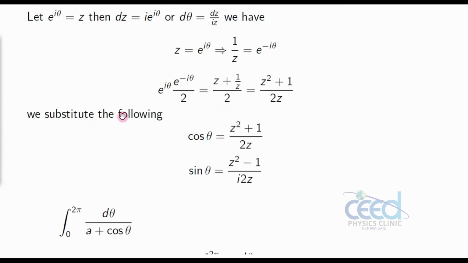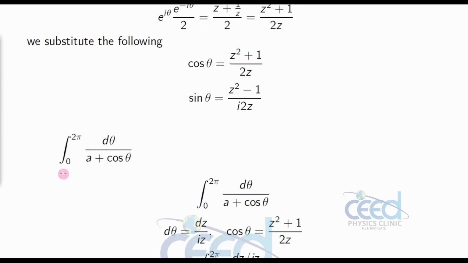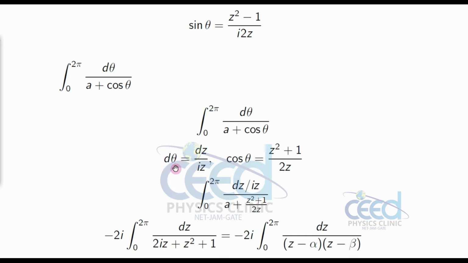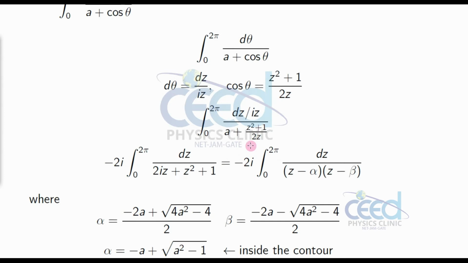Okay, so here this is the question: integral 0 to 2 pi d theta divided by a plus cos theta. So what I am going to do is, 0 to 2 pi d theta over a plus cos theta. Here I am substituting d theta is equal to dz by iz, cos theta is equal to z square plus 1 divided by 2z. On making the substitution, I can write this as minus 2i. I am going to take out. This is 2az, right? So this is a, and here 2az.